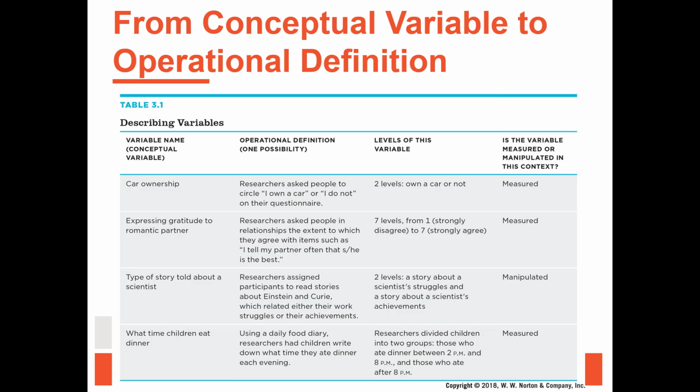In order to do that, we need a way to understand the variable in a way that we can operate or use it with. This is what's known as an operational definition, operational variable, or to operationalize something. This is the process researchers use to turn a conceptual definition into a measured or manipulated variable. Look at the table on screen. You can see how one might go from a conceptual variable, such as car ownership or expressing gratitude, to an operational variable that has measurable, comparable levels.